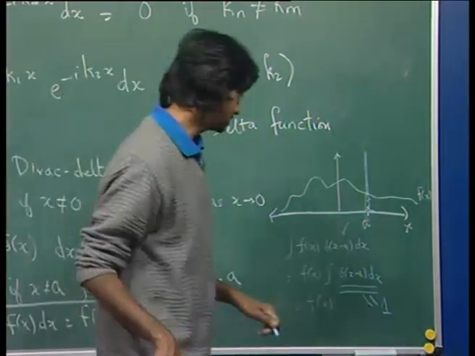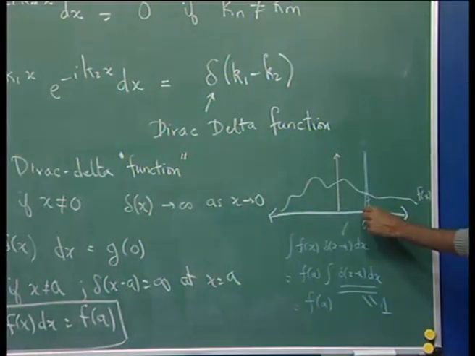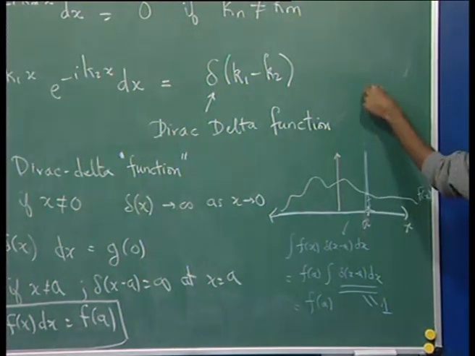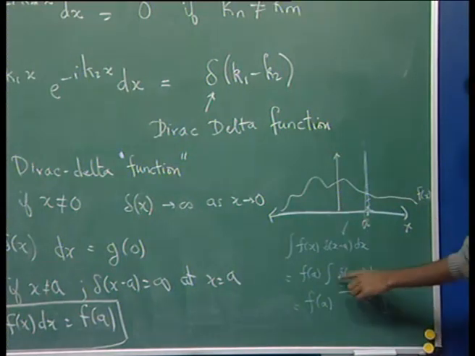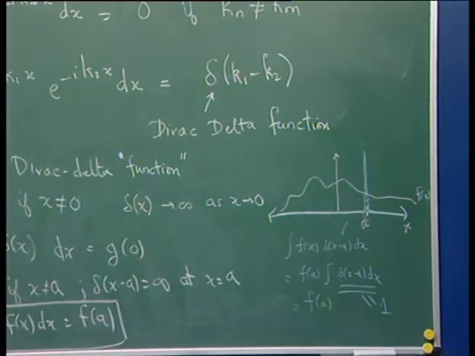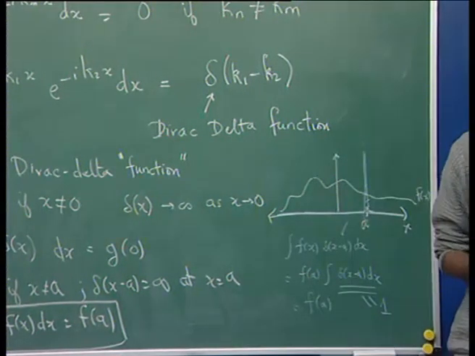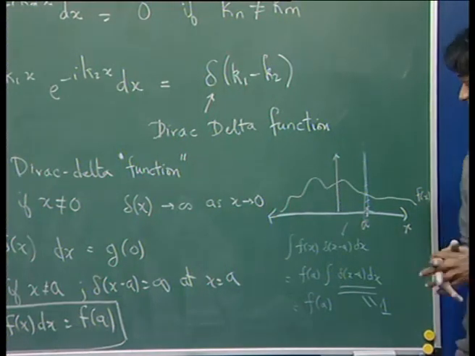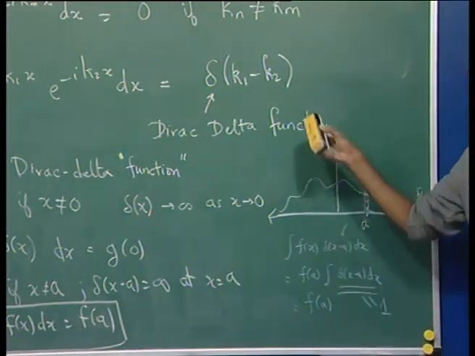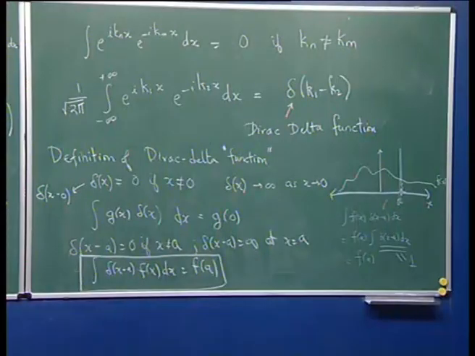So the delta function can be thought of as a very, very narrow function, but very, very tall, such that the area under the function is 1. So the integral of the delta function is 1. That is how you should think of the delta function, and delta functions are extremely useful in a lot of manipulations, especially involving Fourier transforms.